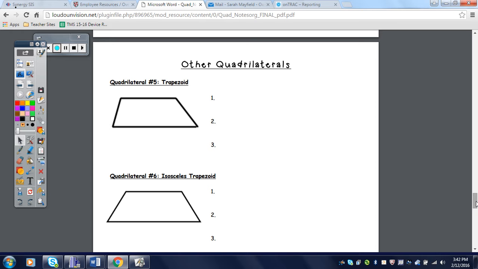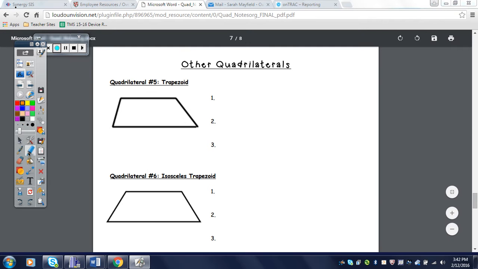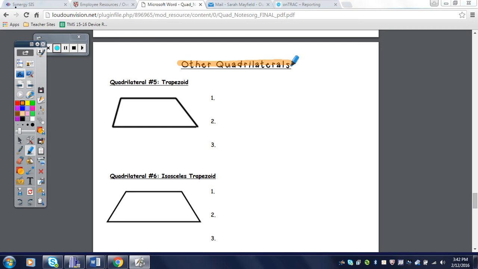The last four quadrilaterals we talked about were called special quadrilaterals because they are types of parallelograms, okay? So they can all be classified as a parallelogram, where these last three can't. So let's first talk about a trapezoid, okay? A trapezoid has three major properties.